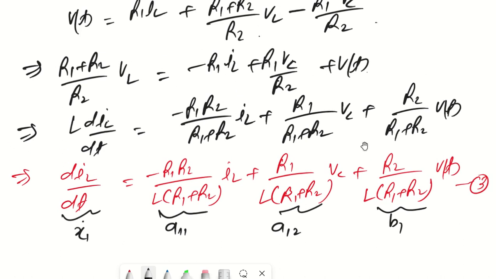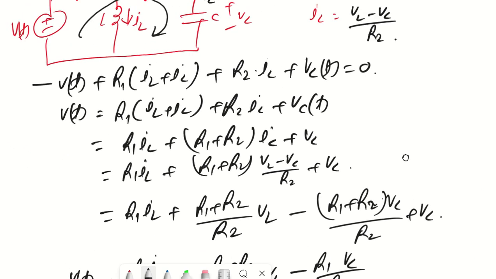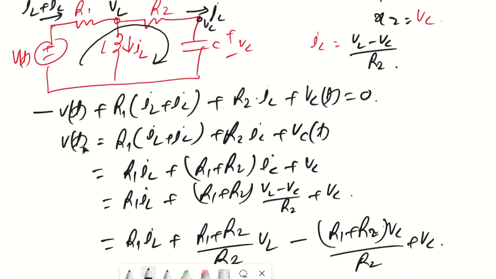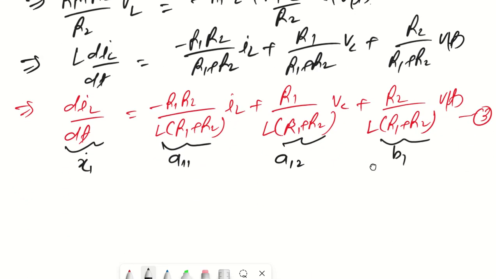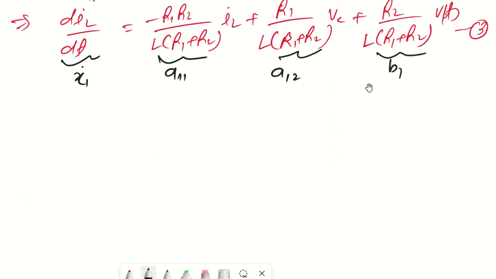So let us take the same equation again. This is the loop equation that we had written, Vt is equal to this one, right? So this equation we'll take again, and we'll try to solve it for x2, which is going to be Vc, so that this is how we'll be getting dVc by dt in terms of x2 dot. So let us write that equation.